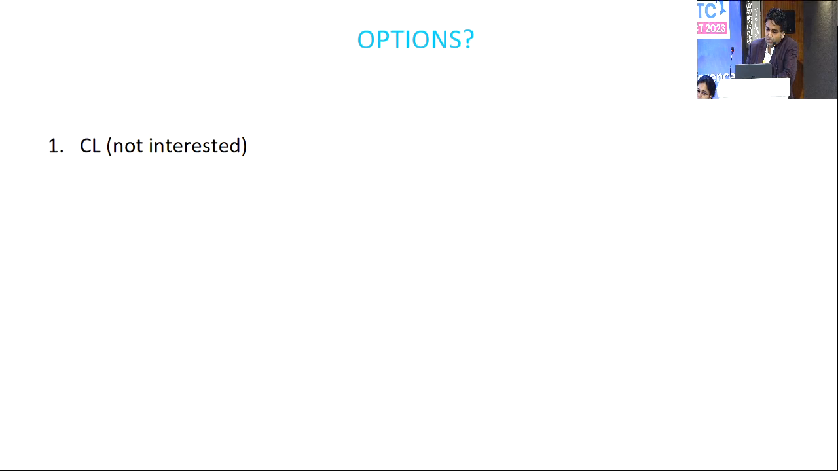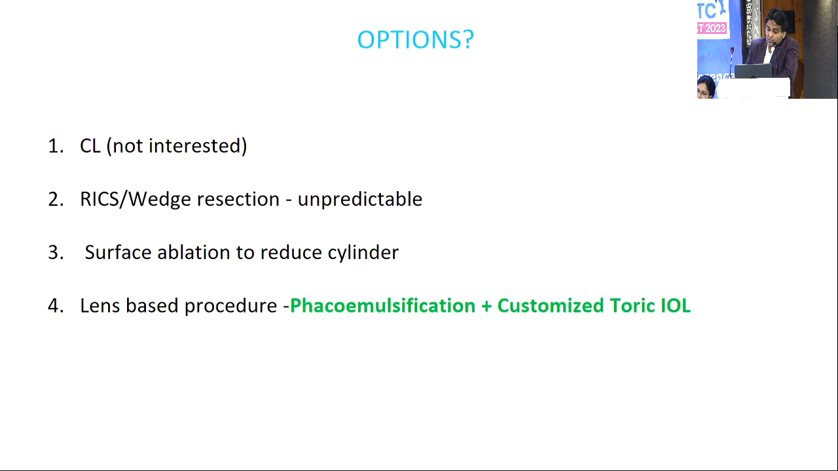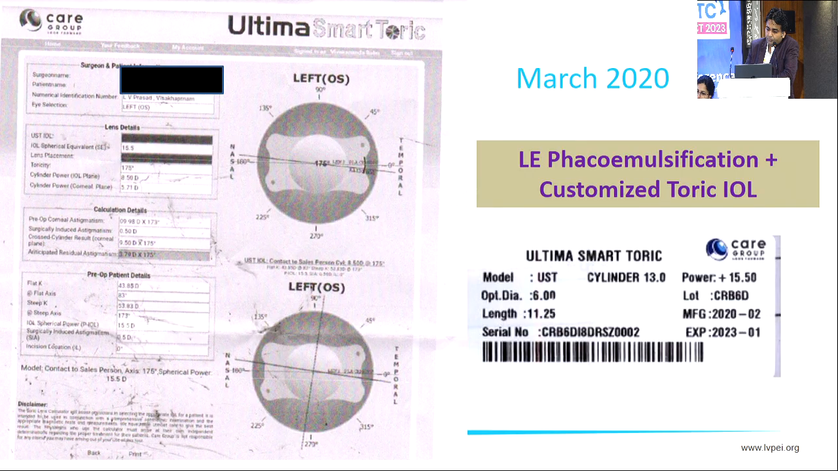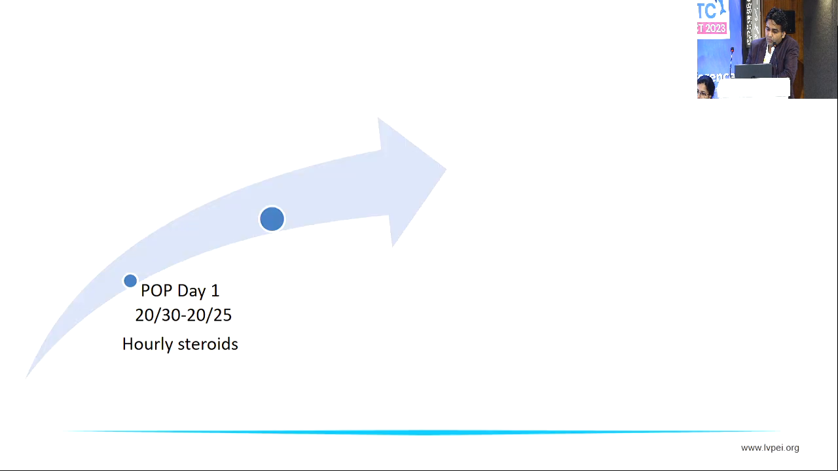So in this patient, we went with the lens-based procedure. We did phacoemulsification with a customized toric IOL from the CARE group. And the post-operative vision was 20/20 with -1.5 of cylinder.